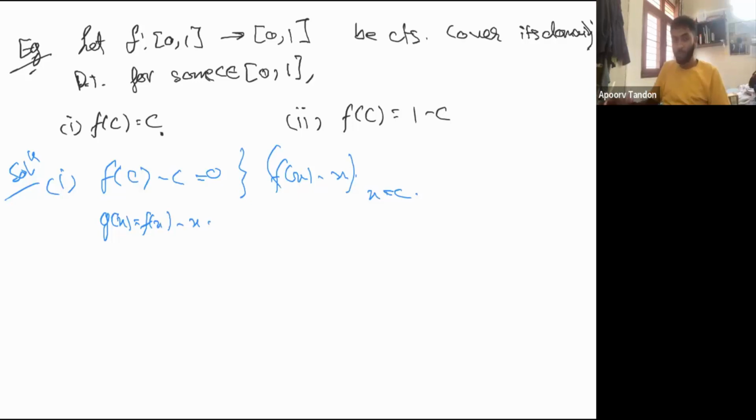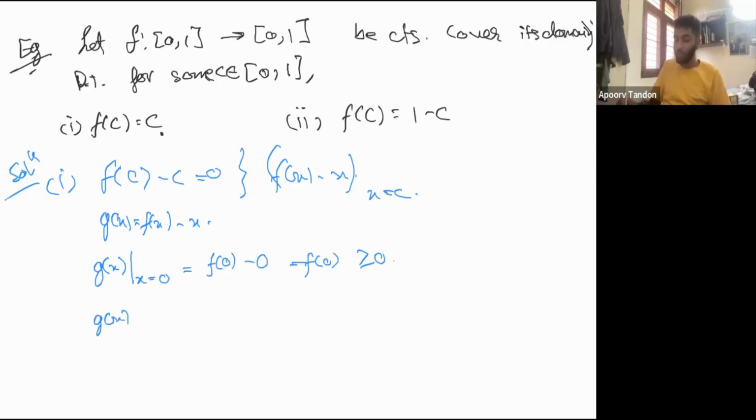So consider g of x to be the function f of x minus x. Let's see what the value of g of x is at x equals 0. It's f of 0 minus 0, f of 0, which is definitely greater than or equal to 0, right? Because the range of f of x is 0 to 1, and that's greater than or equal to 0.